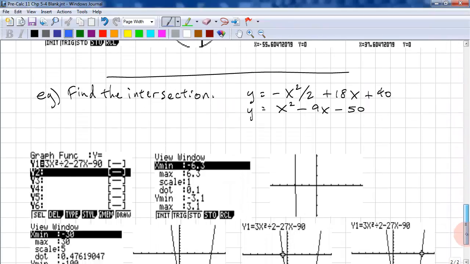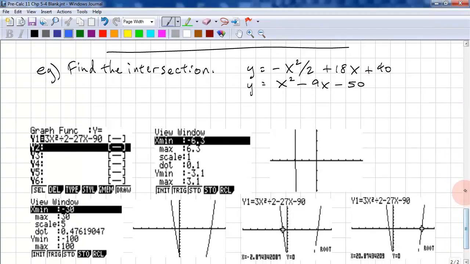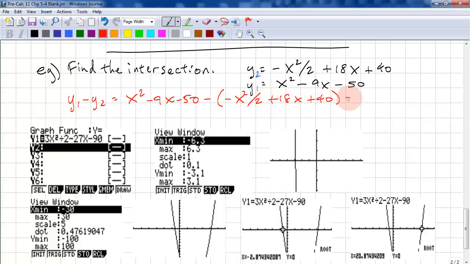Okay, here's another question. Find the intersection. But we're going to use the second method. So we're going to call this one y1, and we're going to call this one y2. The reason I'm doing that is because I don't want to start off with a negative sign. So y1 minus y2 equals x squared minus 9x minus 50 minus, in brackets, minus x squared over 2 plus 18x plus 40, equals 0.